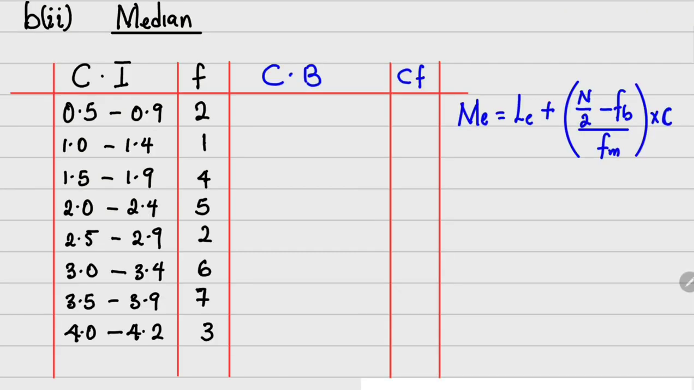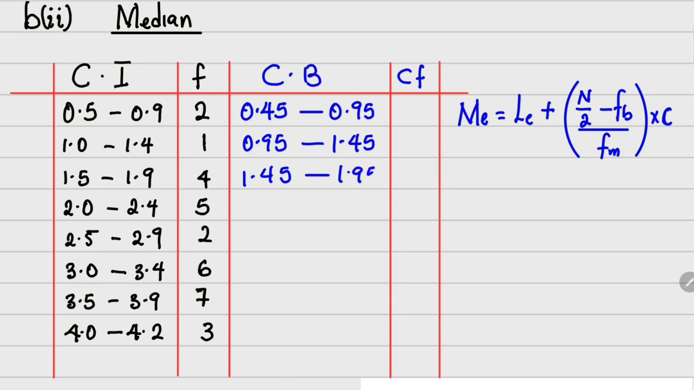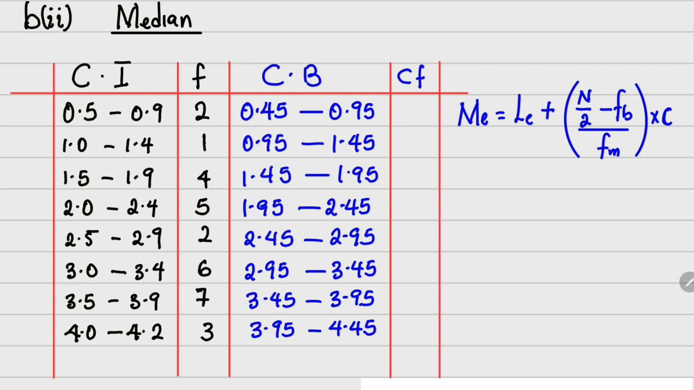So how does one fill in the column for class boundary? Of course, we subtract 0.5, so this is going to be 0.45 down to 0.95. Then here is 0.95 down to 1.45, then 1.45 down to 1.95. The last one is 3.95 to 4.45. Then let's go to cumulative frequency.